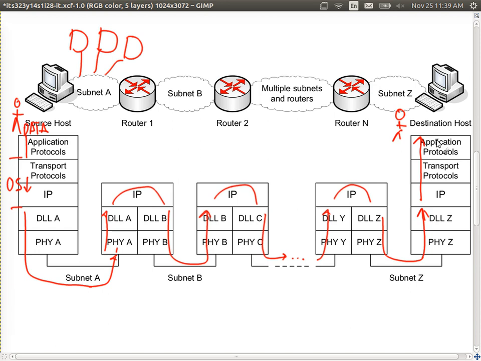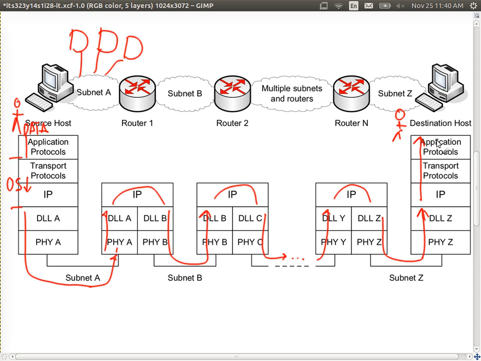Questions on IP so far? It's actually quite simple. In terms of data delivery, we'll see the addresses soon, but we use our routing tables to send it to the next node, and the next node, until it gets to the destination.